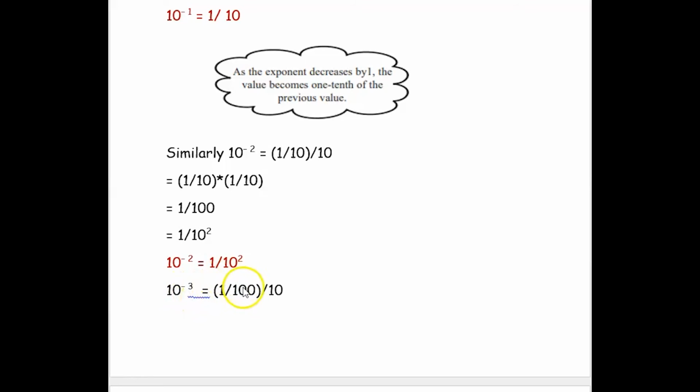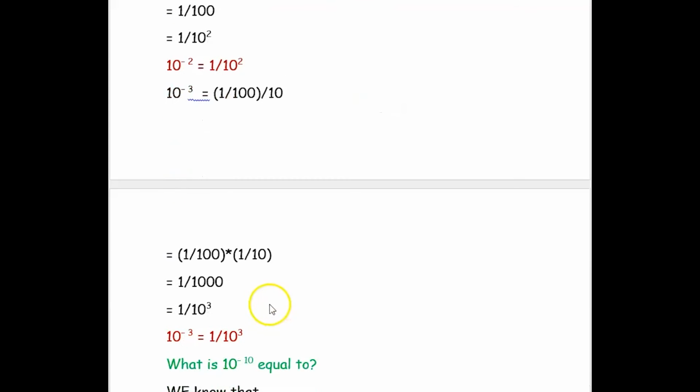So our value will become 1/10 of the previous value. Our previous value is 1 divided by 100, and it will become 1/10 of the previous value. So you are multiplying it by 1/10. The previous value is 1 divided by 100, and it will be reduced by 1/10. So you are multiplying 1 divided by 100 by 1/10, and our answer will be 1 divided by 1000.